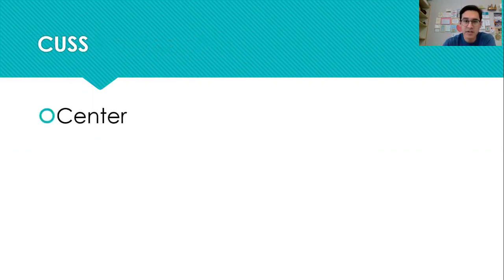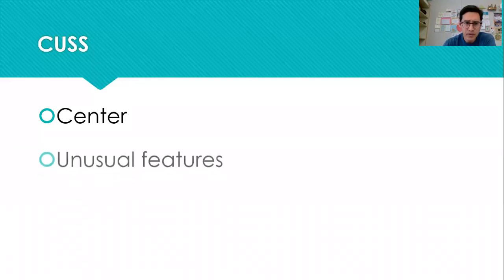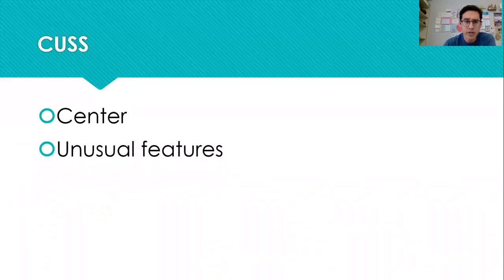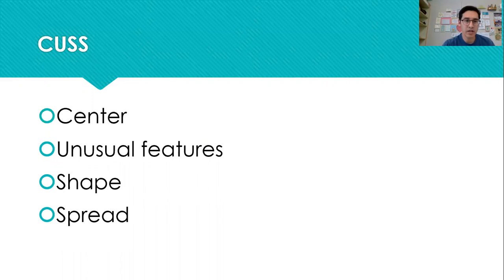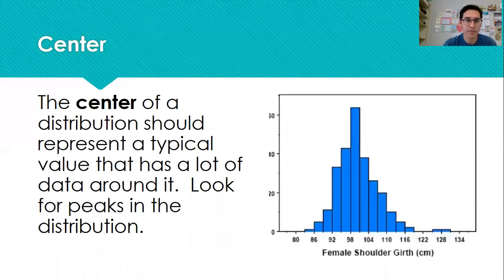The C stands for center. We want to identify the center of the distribution. The U is for unusual features. The first S is for shape, and the second S is for spread. So I'll talk about each of these characteristics in this video.